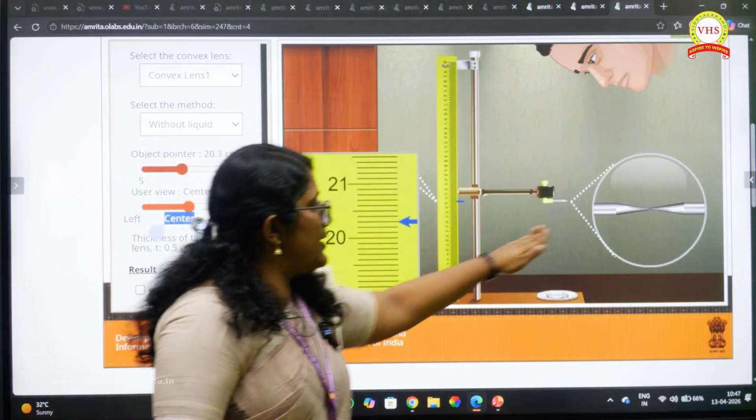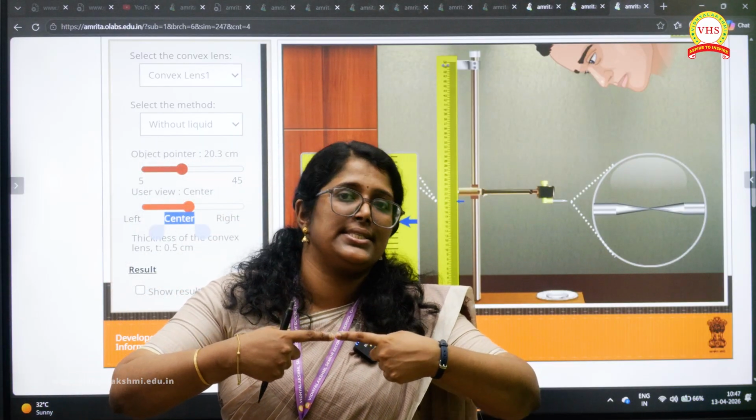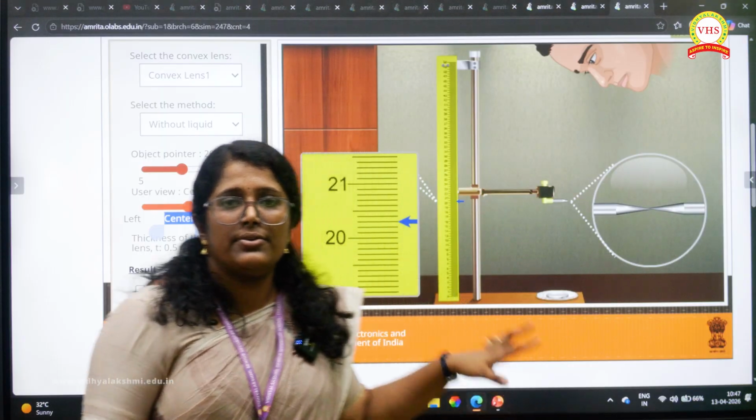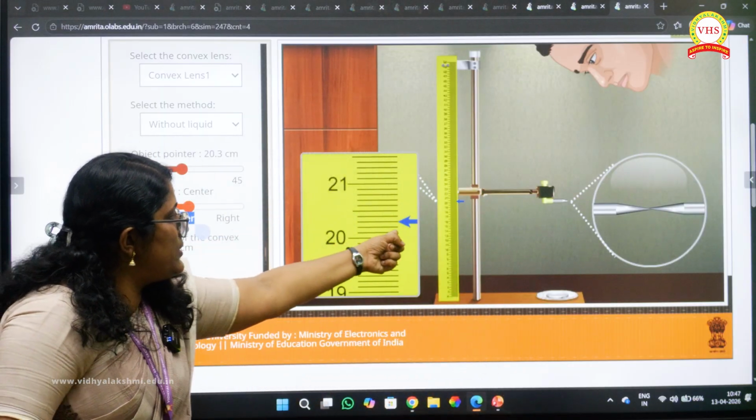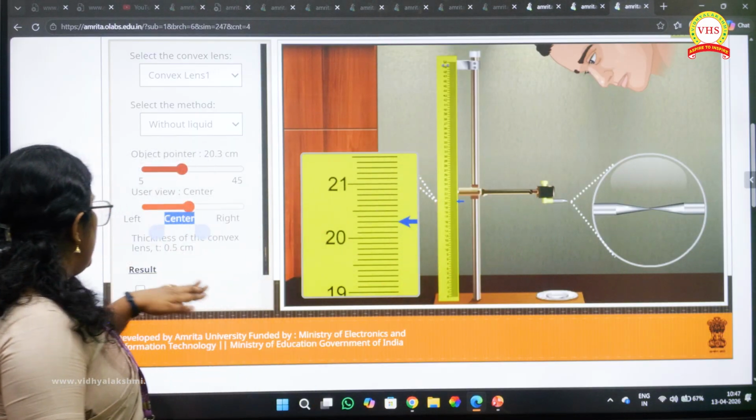So when you adjust, what should your pointer be? It should be on the same line with the same size. That is your adjustment. At that time you take the value, see the value the pointer is mentioning, the scale is mentioning. So note the value.